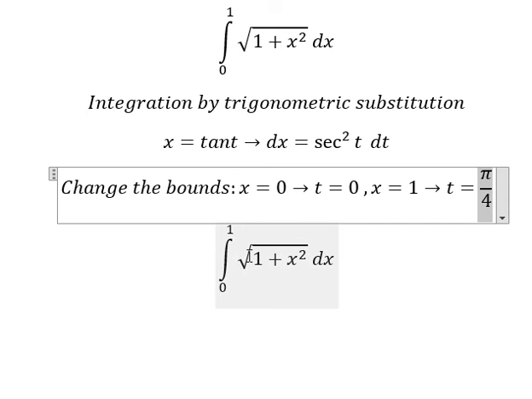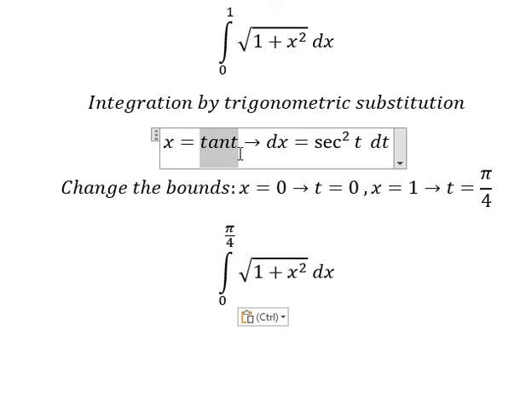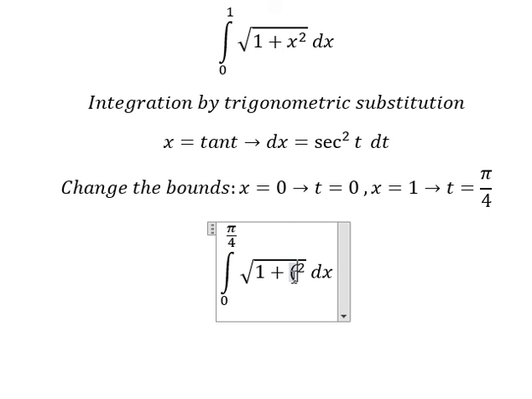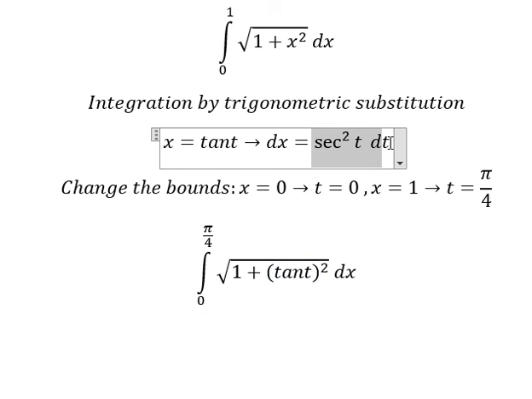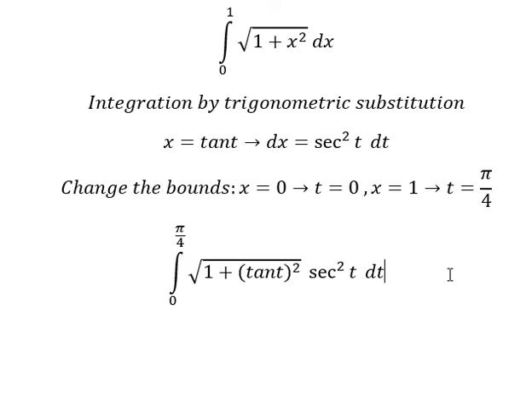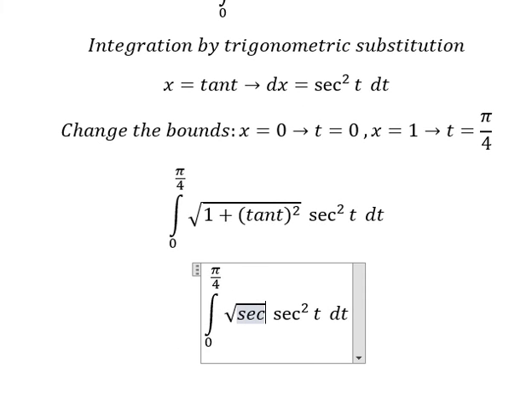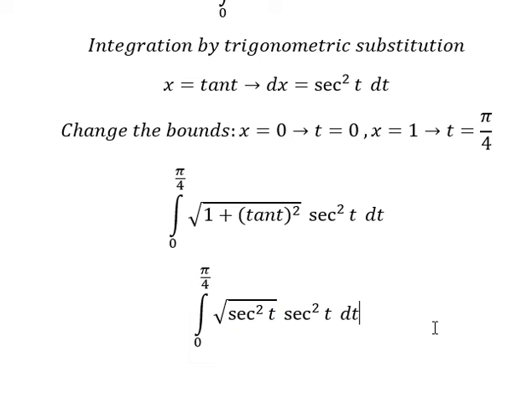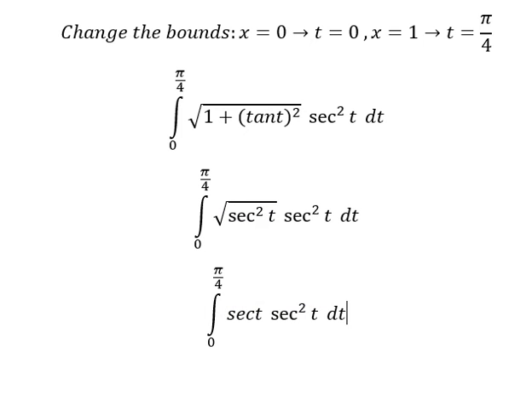So this one we put in here. The s we change by this one. This one we have secant of t squared. The square root of secant of t squared, we have secant of t.